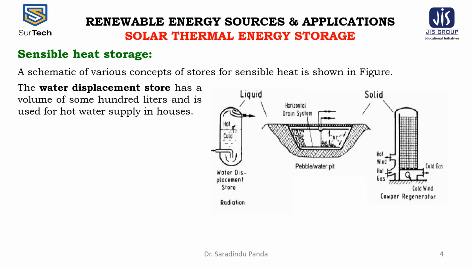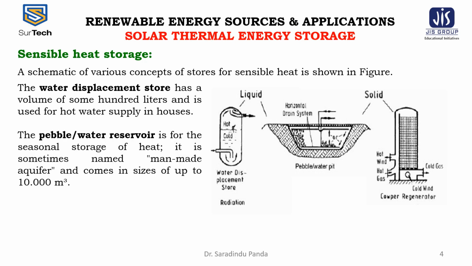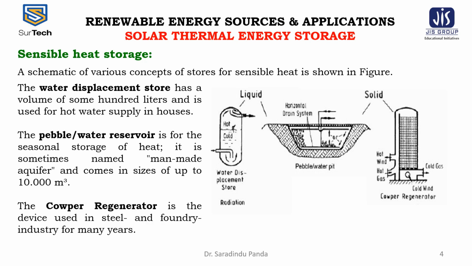The water displacement store has a volume of some 100 liters and is used for hot water supply in houses. Secondly is the pebble or the water pit, and the water reservoir is for the seasonal storage of heat. It is sometimes named as the man-made aquifer and comes in sizes of up to 10 meter cube. The Cowper regenerator is the device used in the steel and foundry industry for many years.